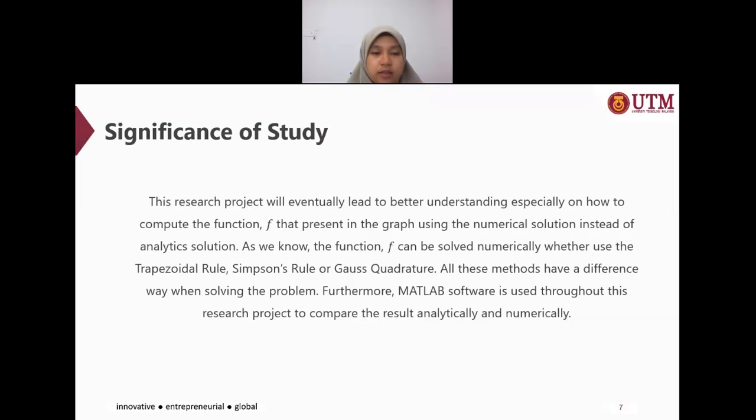Significance of study. This research project will eventually lead to a better understanding, especially of how to compute the function presented in the graph using the numerical solution. Also, in this project, we will discuss how MATLAB software is used and how the algorithm is created.